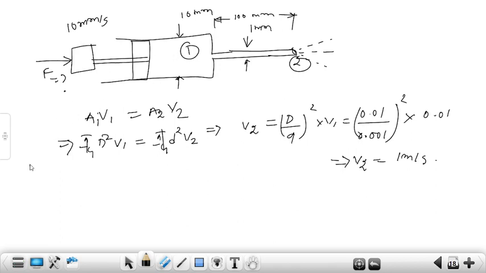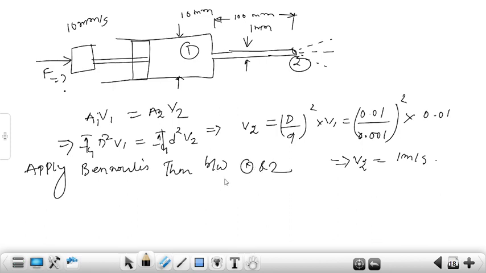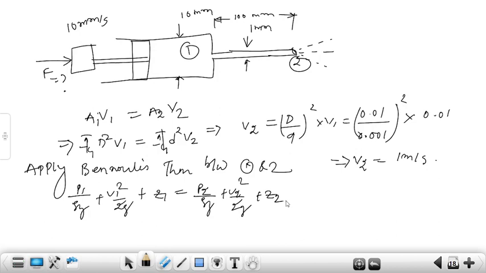So next apply the Bernoulli equation between 1 and 2. P1 by rho g plus V1 square divided by 2g plus Z1 is equal to P2 by rho g plus V2 square divided by 2g plus Z2, as head loss is 0. On the datum line, Z1 and Z2 are in the same plane and the vertical distance is 0, so Z1 is equal to Z2, and P2 is atmosphere. We take the gauge pressure, so P2 will be 0.